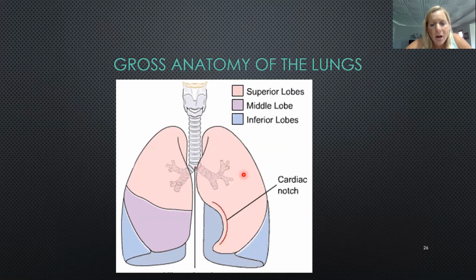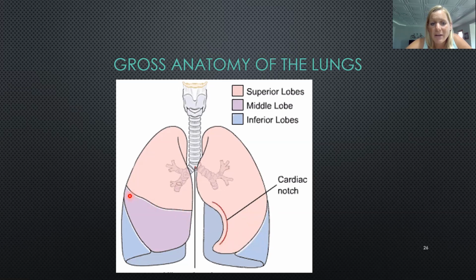Okay. Also, we have superior lobes on both the left and the right side, and inferior lobes on both sides. Notice that on the left side, I only have 2 lobes. Remember, I'm looking at this person, and I've got 2 lobes on the left, superior and inferior. I also have a cardiac notch. What's that doing over there? That's where the heart sits. Because the heart is slightly off-centered, I only need 2 lobes of the lungs on this particular side.